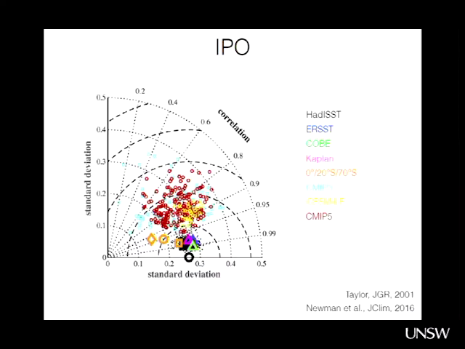So it's not just taking two time series and correlating them, it's also taking into account spatial patterns and standard deviations. So for the angle, you have the correlation. On the distance from the origin, you have the standard deviation. So here, for example, that black circle is one particular observational data set. We had ISST. The IPO pattern that is calculated from that data set.